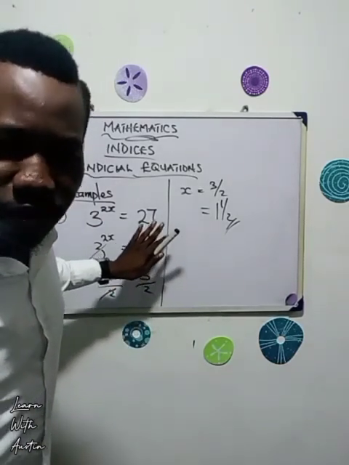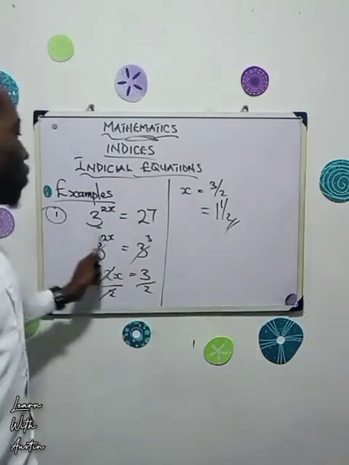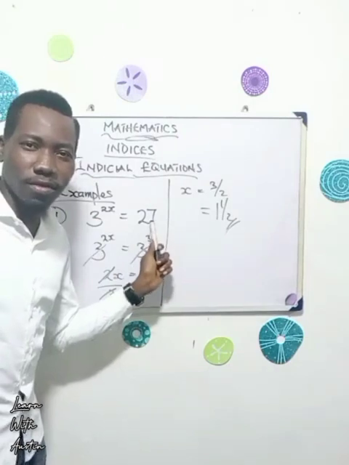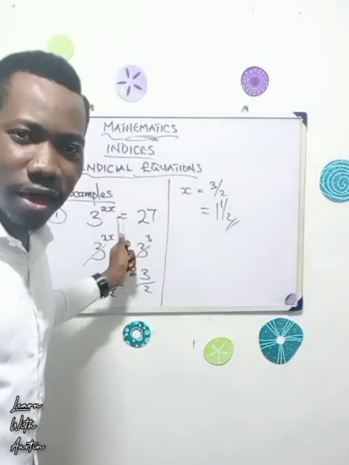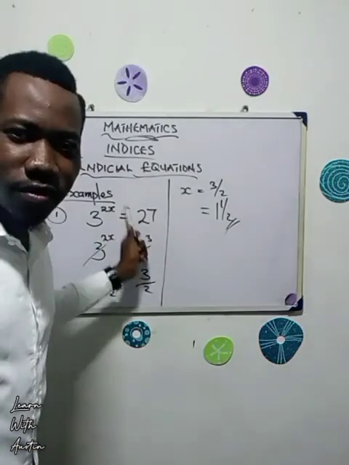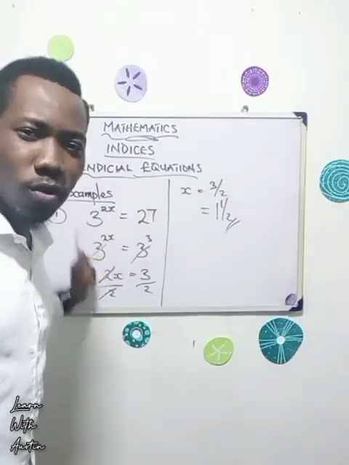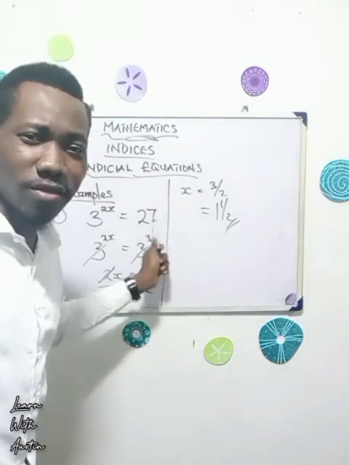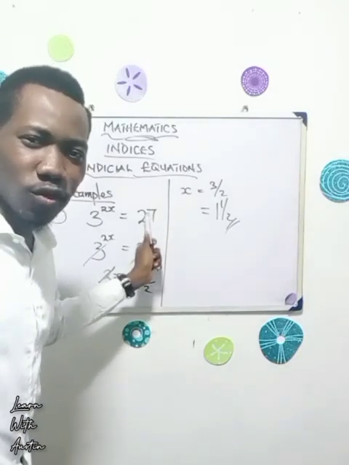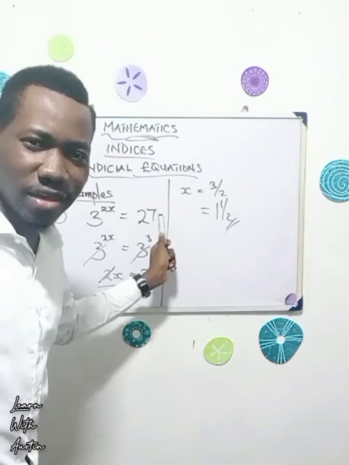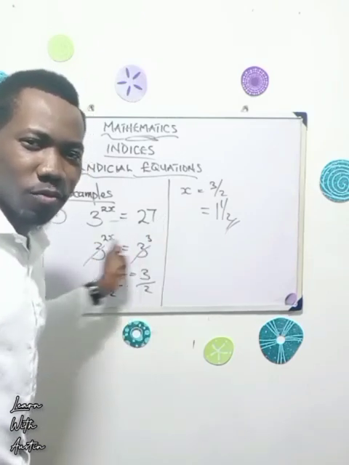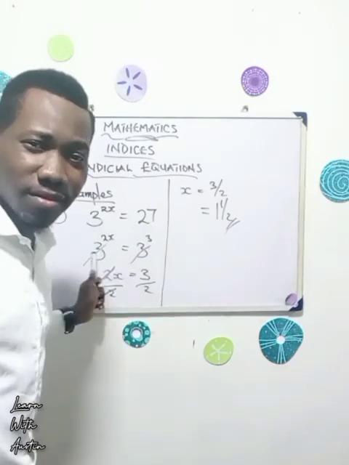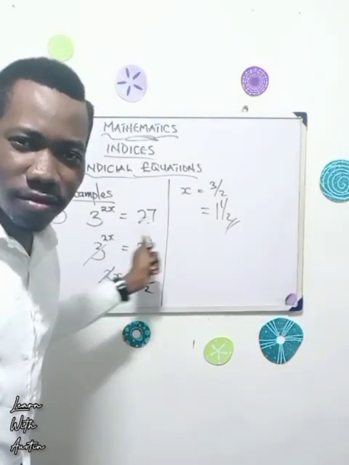Let's repeat the explanation. So the question again was 3 raised to the power of 2x equals 27, right? So we were told to get the value of x. Now what we want to do is to try to make both sides expressed in index form. So try to express 27 in index form, and try as much as possible to get a number that will be the same base as this one so that we can eliminate the bases and equate the powers.